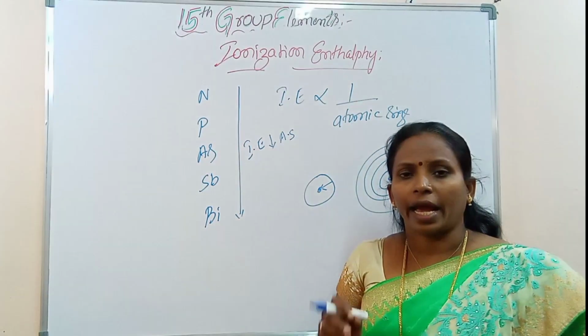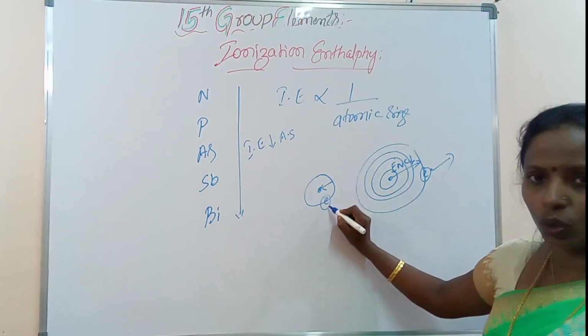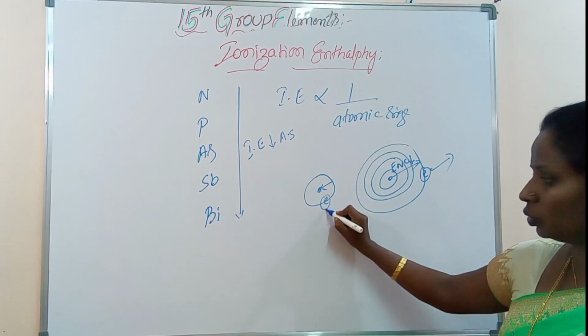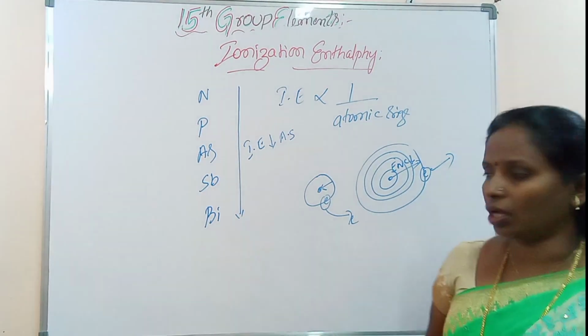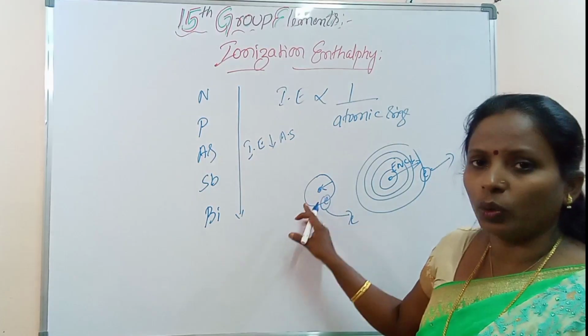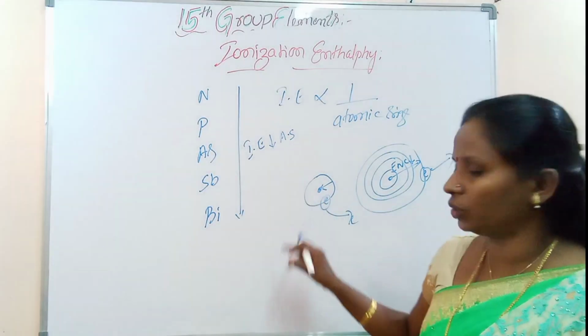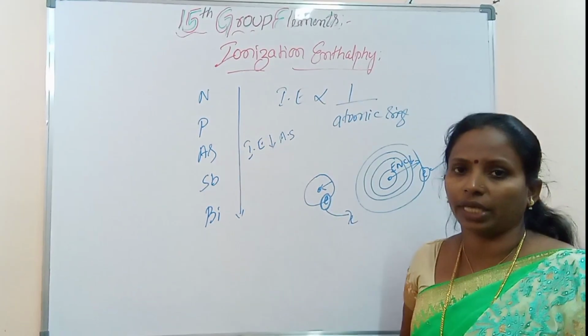Ionization enthalpy is the energy required to remove an electron from the outermost shell of an isolated gaseous atom to an infinite distance. So if a small atom is there, the electron is tightly bound to the nucleus, and so we need to supply more energy to remove that electron.